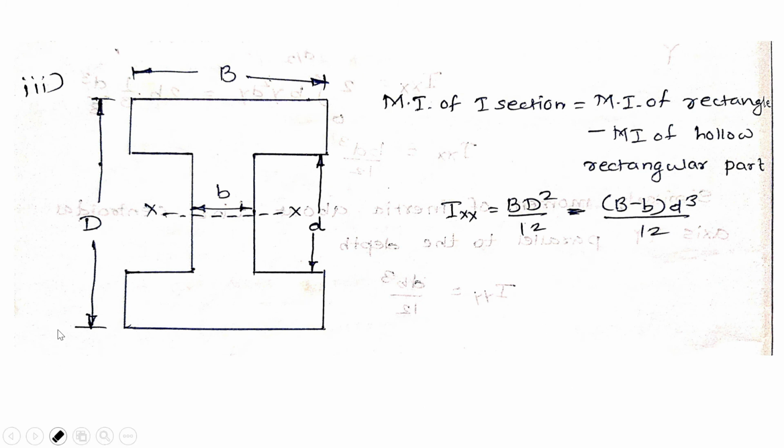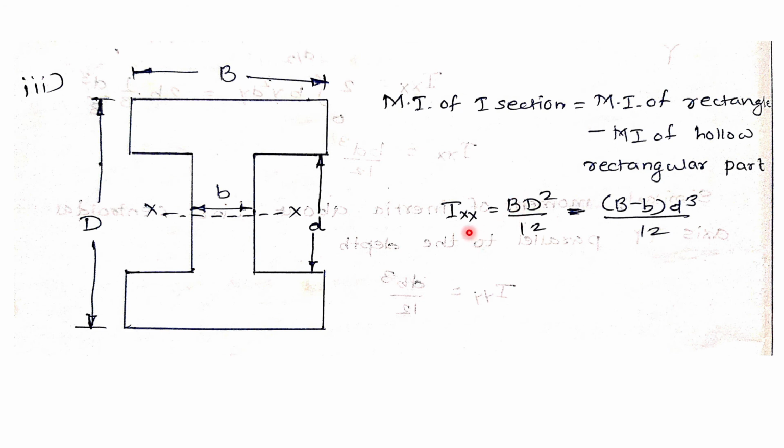You can see the common shape. Here also, if you observe it carefully, student, the moment of inertia of the I section is nothing but the moment of inertia of the rectangle minus the moment of inertia of the hollow rectangular parts. If you see this I section and sum it up with these parts, we get a rectangle. So it is nothing but, from this whole rectangle, we are deducting these two parts like this.